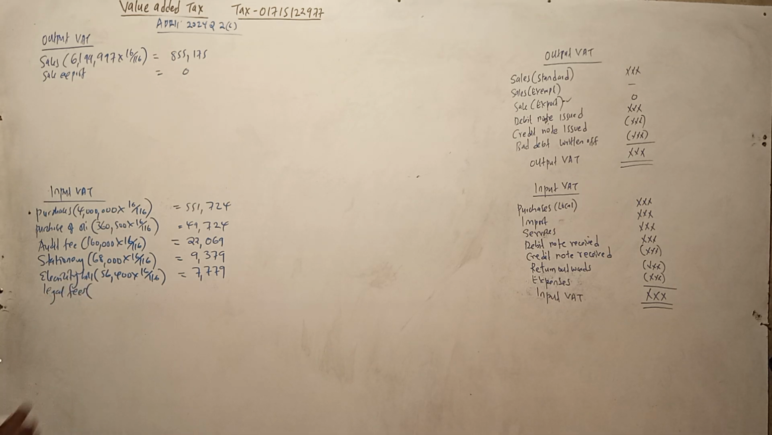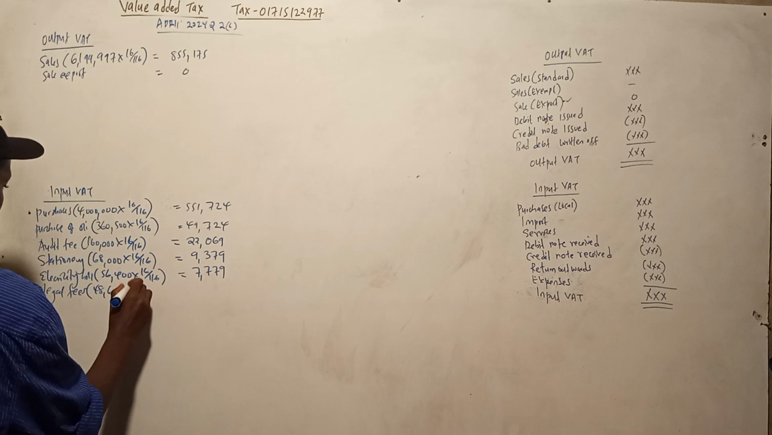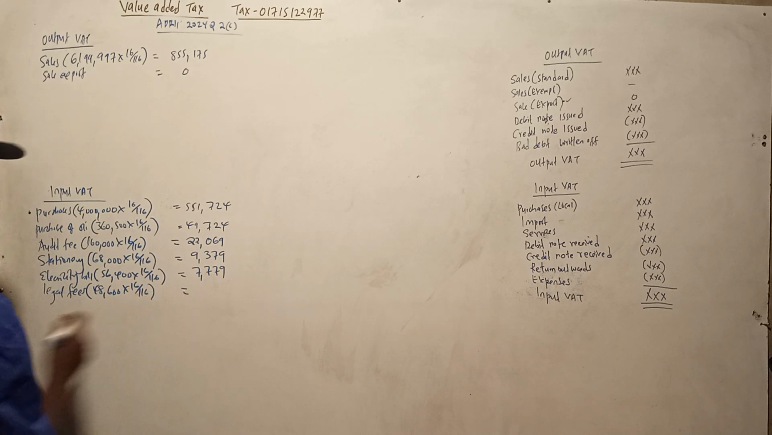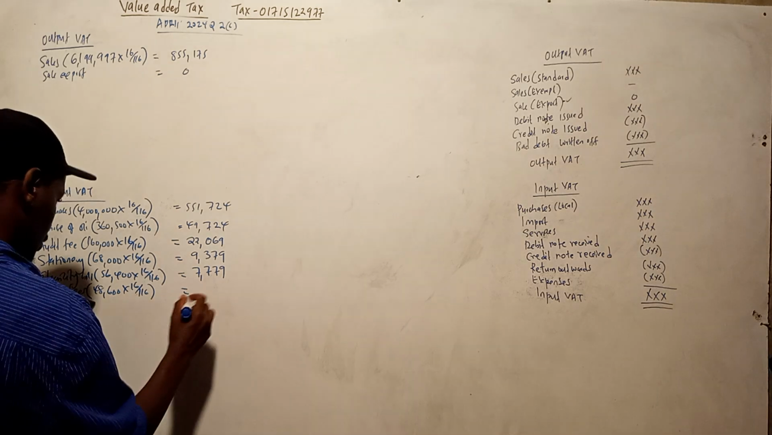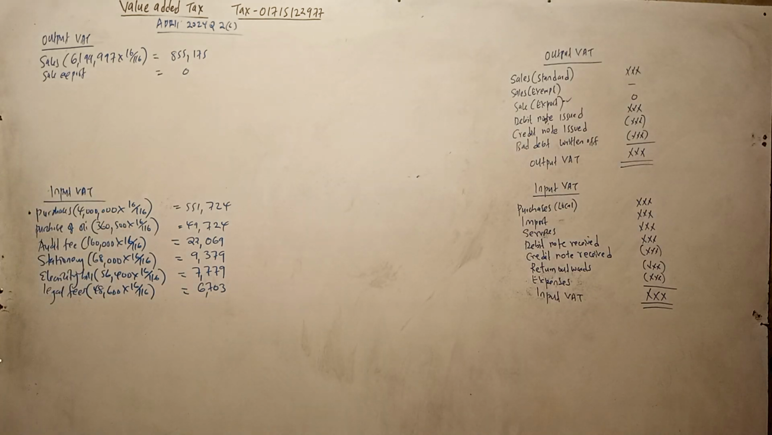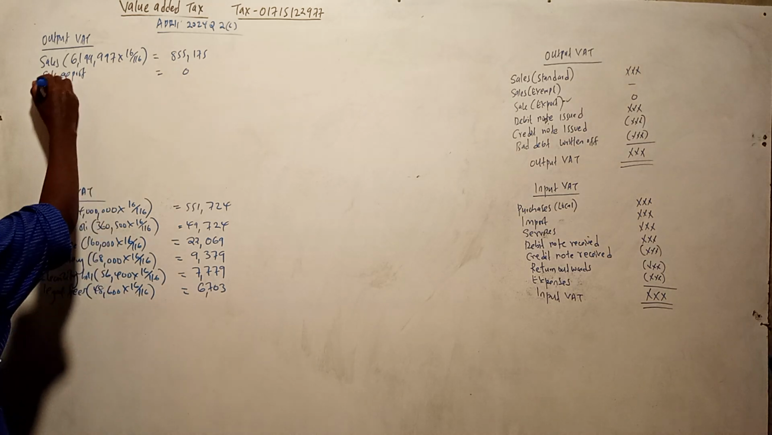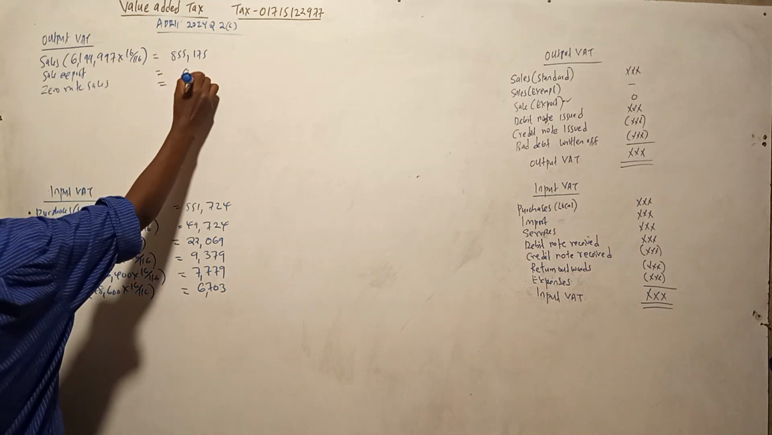Legal fees. Now legal fees 48,600 is an expense which is vatable. So 48,600 times 16 over 116, 6,703. Purchases from traders who are not registered, 580, we ignore that one. That one is not registered. Then you have zero rated sales, which is 0.